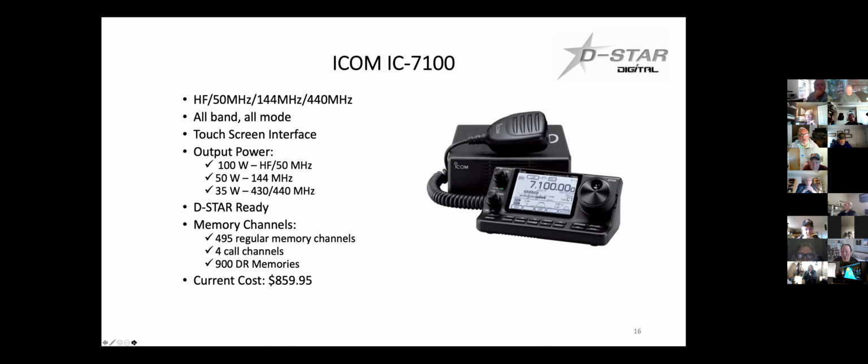Here's an IC 7100. This is a UHF VHF D-Star radio, but it's also HF. And with this radio, you can actually operate HF D-Star. It's a great radio. It's the one that I normally use. I like it. It's very simple. It has a touchscreen interface. And because it's an HF radio, it has more capabilities, and therefore the price is $859.95, which is not a bad price for this particular radio.